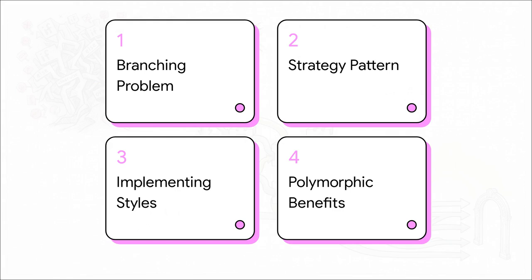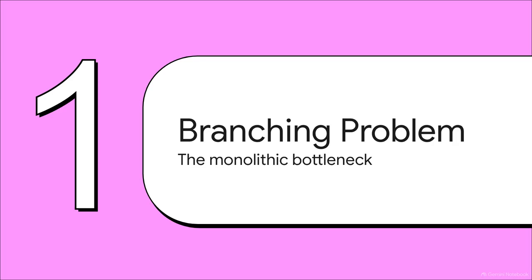Here's our roadmap for today's explainer. 1. The branching problem. 2. The strategy pattern solution. 3. Implementing the new styles. And 4. The benefits of polymorphic dispatch. All right, let's kick things off with section 1, the branching problem.